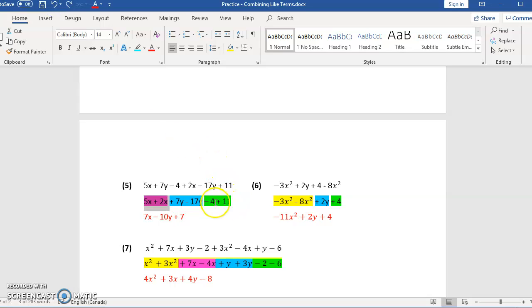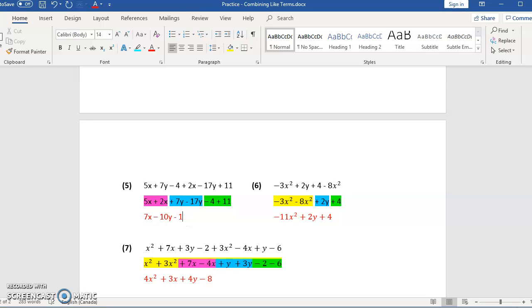Put the regular numbers together. What's 5 plus 2? That's 7x. What's positive 7 subtract 17? That's negative 10. So 7x minus 10y. And what's negative 4 plus 11? That's plus 7, right? So we're not going to subtract 4 plus 11 or 15.